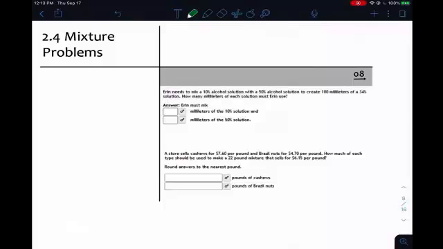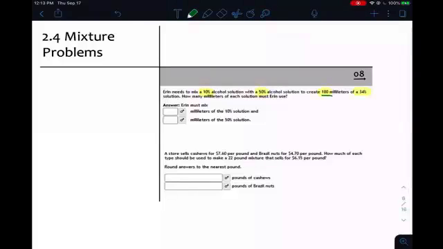Okay, so if we look at this top problem here, it says you have a 10% solution and a 50% solution. So right away we know that there are two different solutions, and together they're going to create 100 milliliters of a 34% solution. So that gives us two pieces of information, two equations that we can create. One is the total is going to equal 100 milliliters.